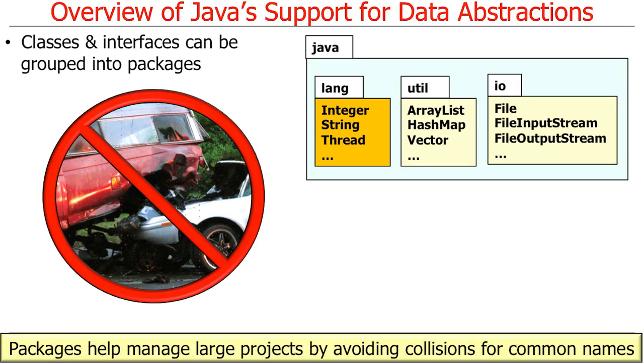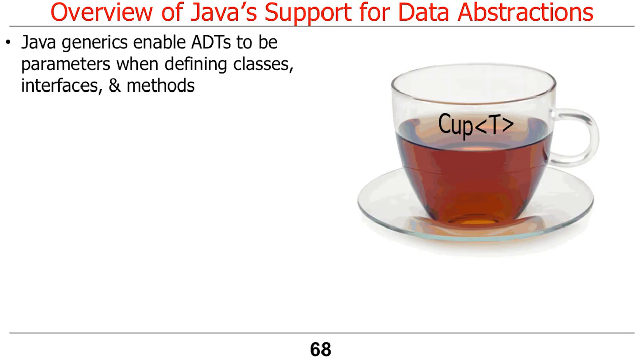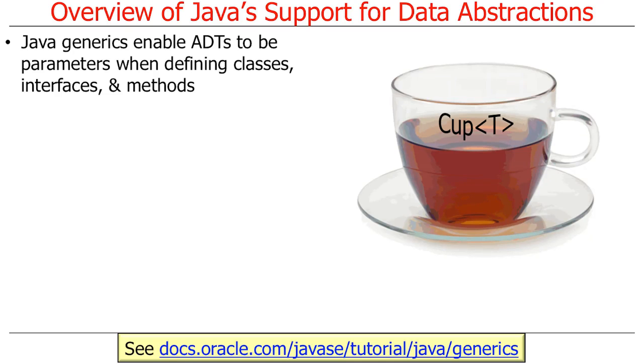Organizing classes and interfaces into packages makes it easier to manage large software projects with many team members by avoiding collisions between classes and interfaces that have the same common name, such as point, shape, or map. In addition to being grouped into packages, classes and interfaces can also be parameterized via the Java generics feature, which enables the passing of ADTs as parameters to the definition of classes, interfaces, and methods.